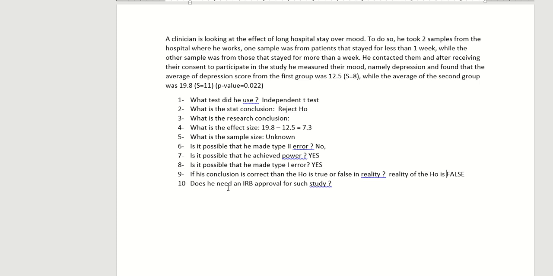Does he need an IRB approval to do this study? This is kind of like out of the scope of this course, but it's always good to know the answer to that. Yes, you always need an IRB. IRB is Institutional Review Board, and this is a board of people that are going to review your study to make sure that your study is done ethically, that you're not causing any harm to your research participants.